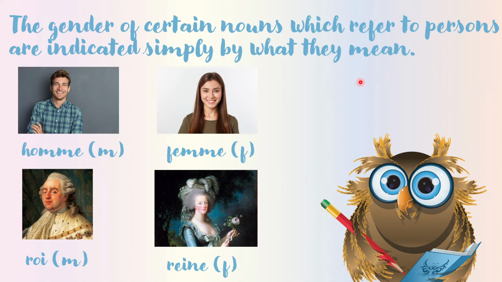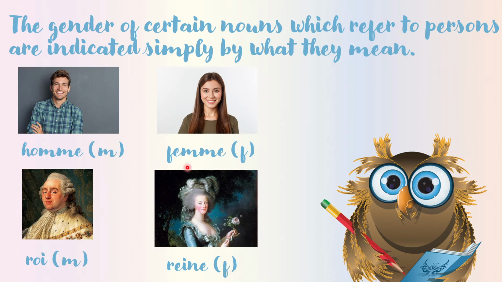Okay. Similarly, I've just given you four examples of each type on every slide. Okay, there are many more. Homme has to be masculine because the word itself means man. Femme means a lady or a woman, so it has to be feminine, purely because of what it means. Roi is a king, so it has to be masculine because kings are only masculine. Same way, reine is a queen, which is only feminine.